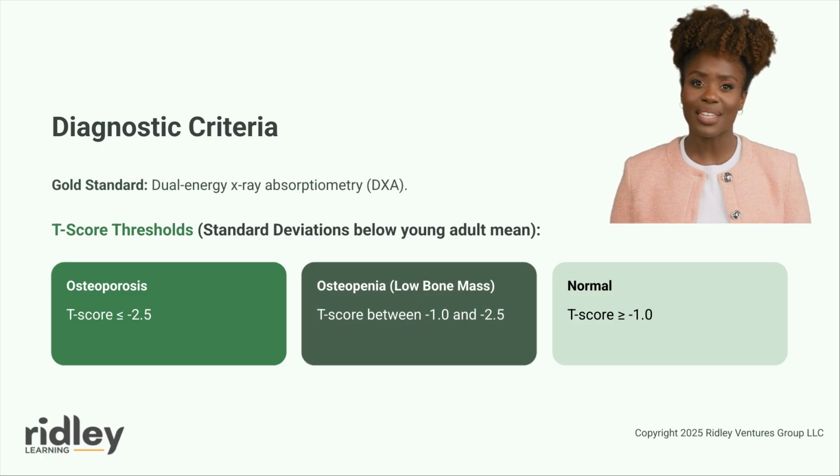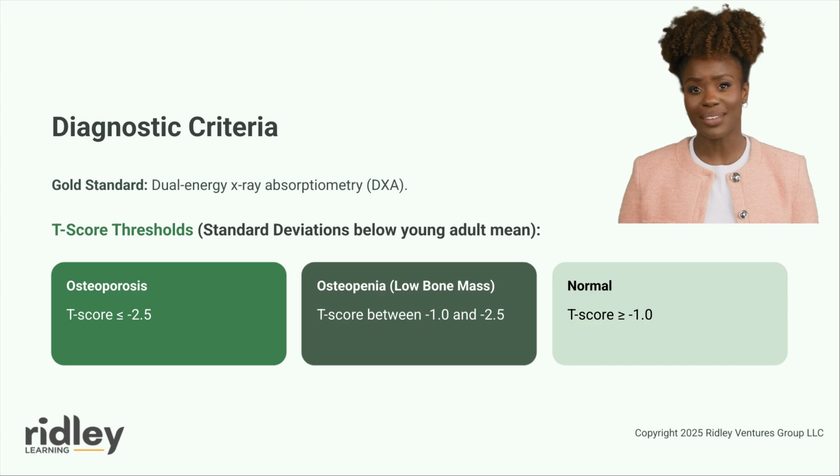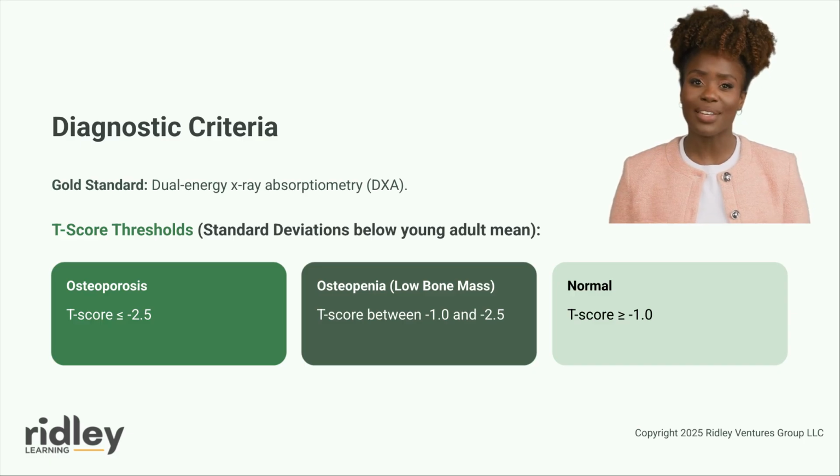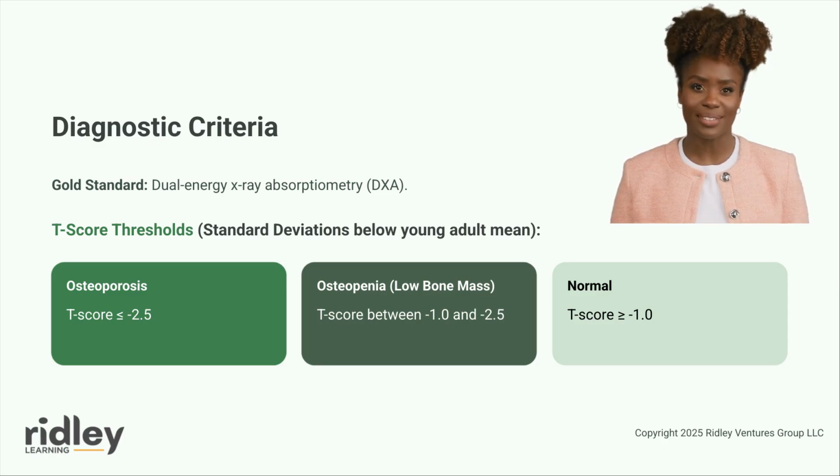The T-score represents the number of standard deviations by which an individual's measured BMD differs from the mean peak bone mass of healthy young adults of the same sex. This provides a standardized metric for comparison across populations and clinical settings.